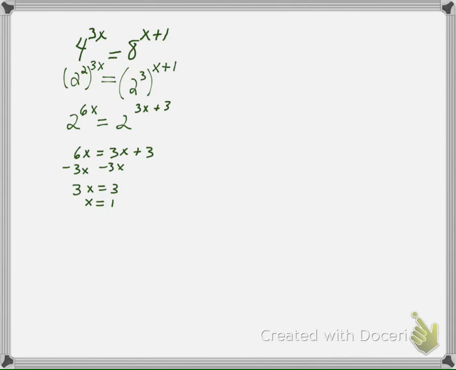If you can get the two bases to match up, this becomes a very, very simple and common sense way to solve an exponential. Let's try this one. 2 to the 4x is equal to 32 to the x minus 1.